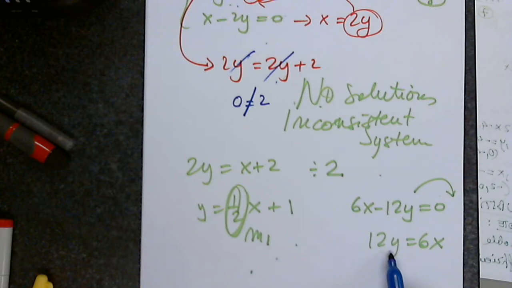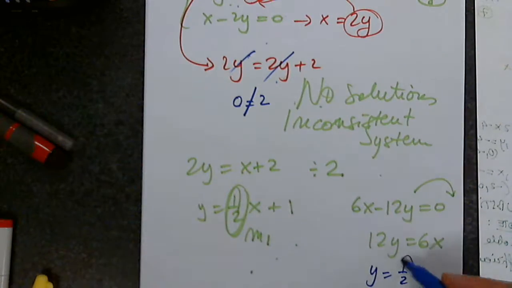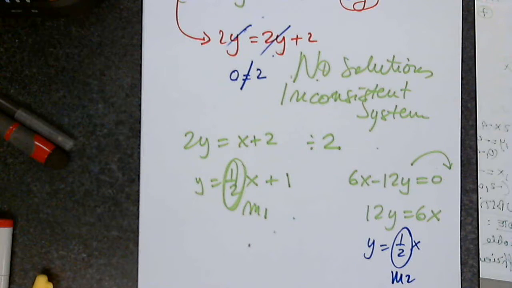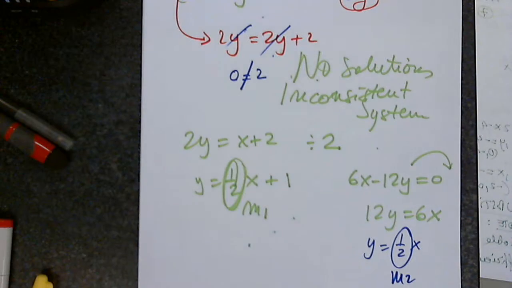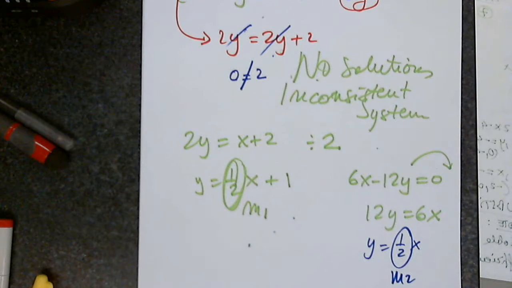No, I have to solve for y. So I have to divide by 12. So then y equals 1/2 x. And this is m2. So now I know for sure I didn't make a mistake. These lines can never meet. They do have the same slope. m1 is 1/2, m2 is 1/2. It's definitely case 2. They never meet. No solutions, as we already obtained. Any questions?